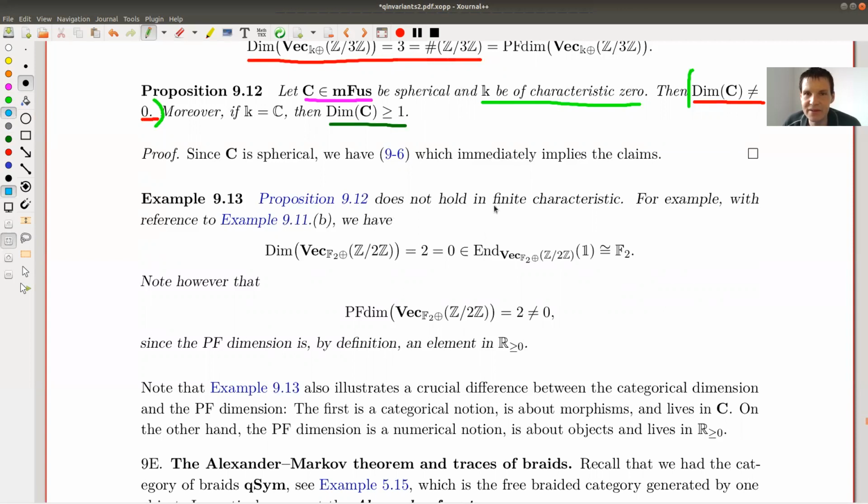In finite characteristic, it's false for kind of stupid reasons, because the dimension of the Z mod 2 graded vector space is still 2, but 2 is 0 in characteristic 2. Okay, whatever. It will vanish for kind of stupid reasons.